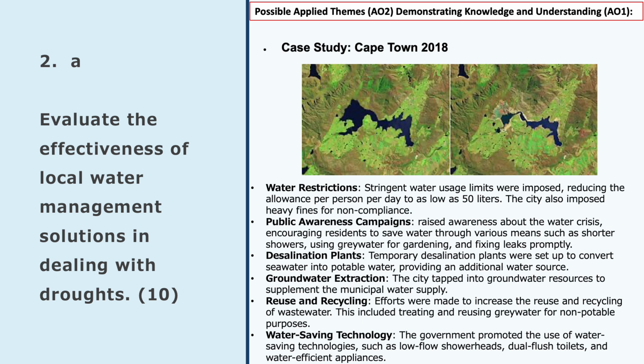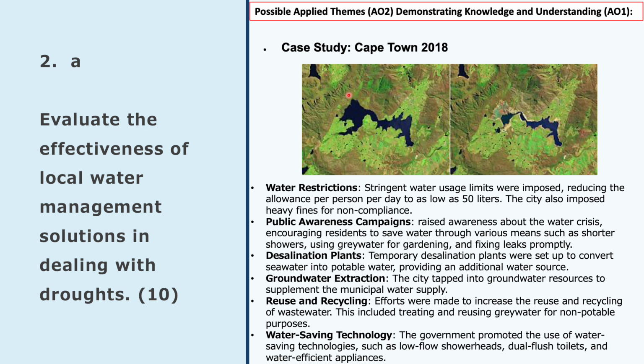To demonstrate our knowledge and understanding, you might use a case study. For example, in my class, we studied the Cape Town water crisis of 2018. And what kinds of things were implemented in Cape Town? Well, there were strict restrictions on what kinds of water people were allowed to use. So 50 liters per day. The city imposed a limit on the amount of water that people were allowed to actually consume. And they imposed fines for people who did not follow these restrictions.